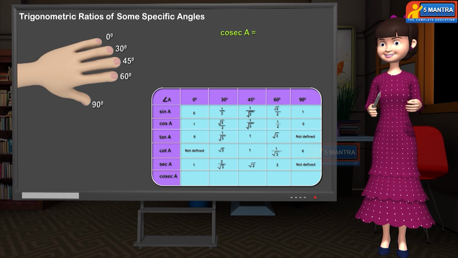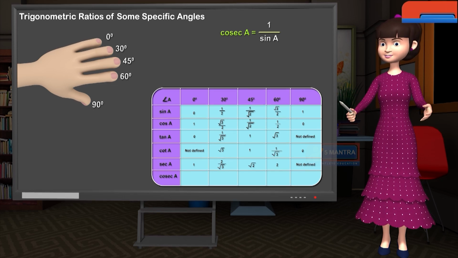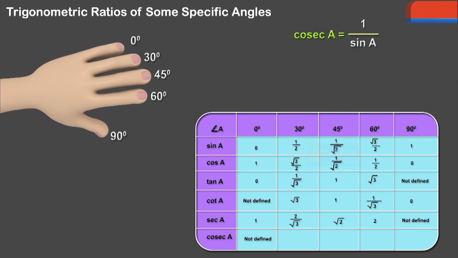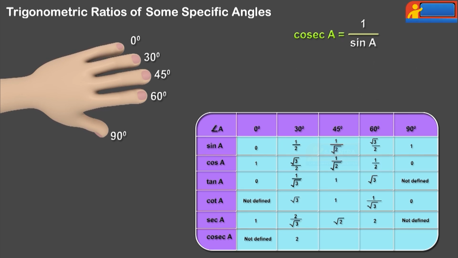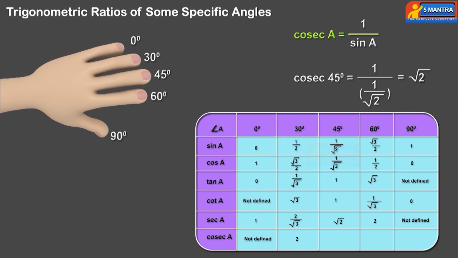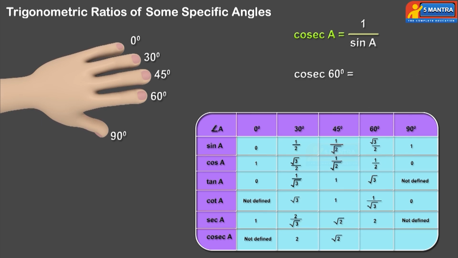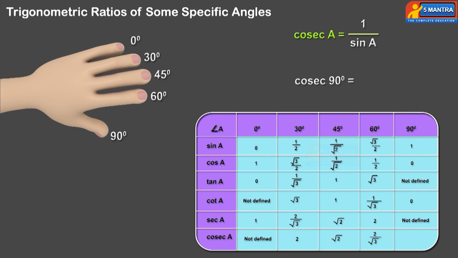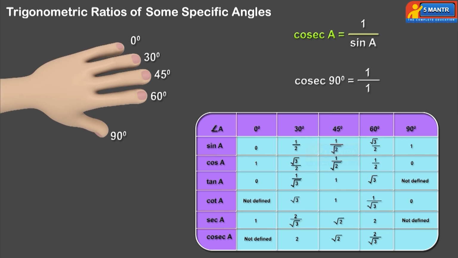The cosecant values are found by taking the inverse of sine values. So cosecant 0 is 1 by sine 0, which is not defined. Cosecant 30 is 1 by sine 30, which is 2. Cosecant 45 is 1 by sine 45, which is root 2. Cosecant 60 is 1 by sine 60, which is 2 by root 3. Cosecant 90 is 1 by sine 90, which is 1.